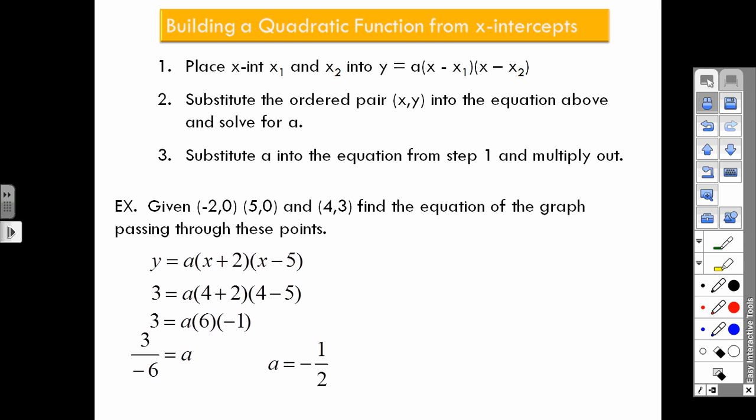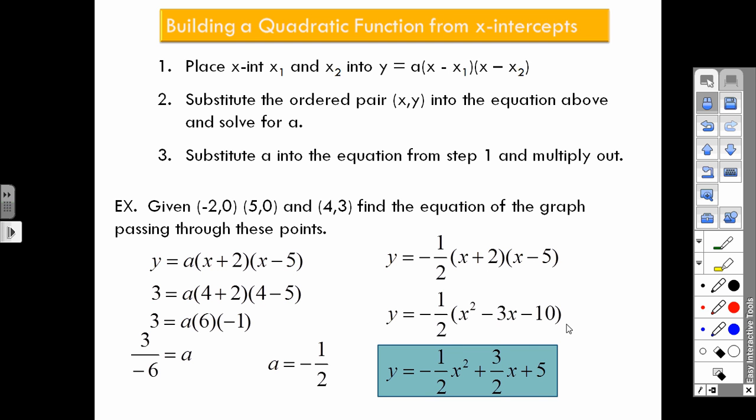So you're almost done, because now step 3 says substitute a into the equation from step 1 and multiply it out. So this number goes right there, keeping the x plus 2 and the x minus 5. And then you multiply it out. Now we can distribute or FOIL, and then distribute the -1/2, and we get our function. Okay, so there you have it.